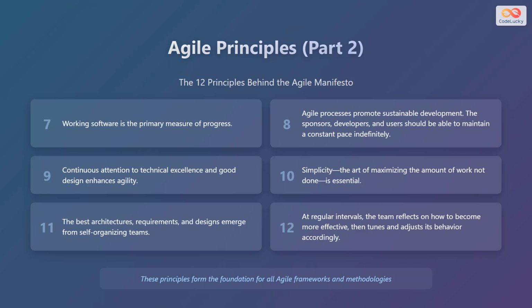10th principle. Simplicity, the art of maximizing the amount of work not done, is essential. 11th principle. The best architectures, requirements, and designs emerge from self-organizing teams. 12th principle. At regular intervals, the team reflects on how to become more effective, then tunes and adjusts its behavior accordingly. These principles form the foundation for all Agile frameworks and methodologies.